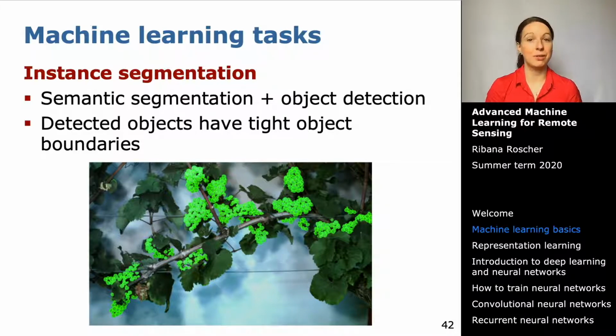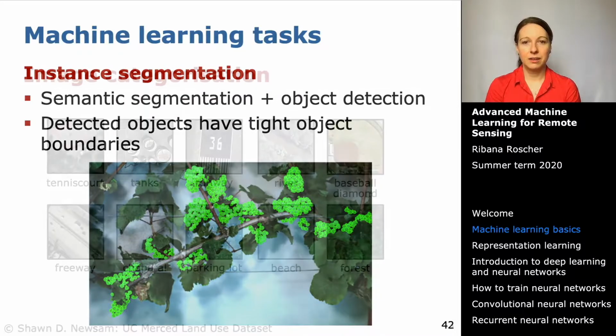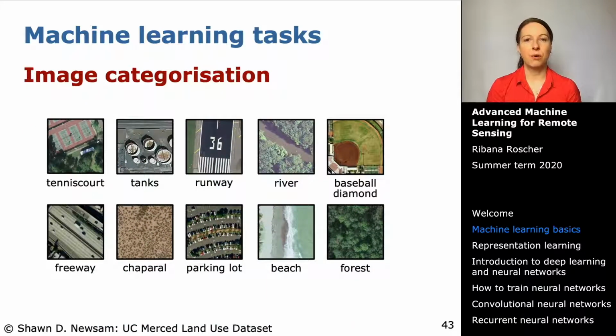So image categorization focuses on whole images or image patches and assigns one or multiple labels to this image or image patch.